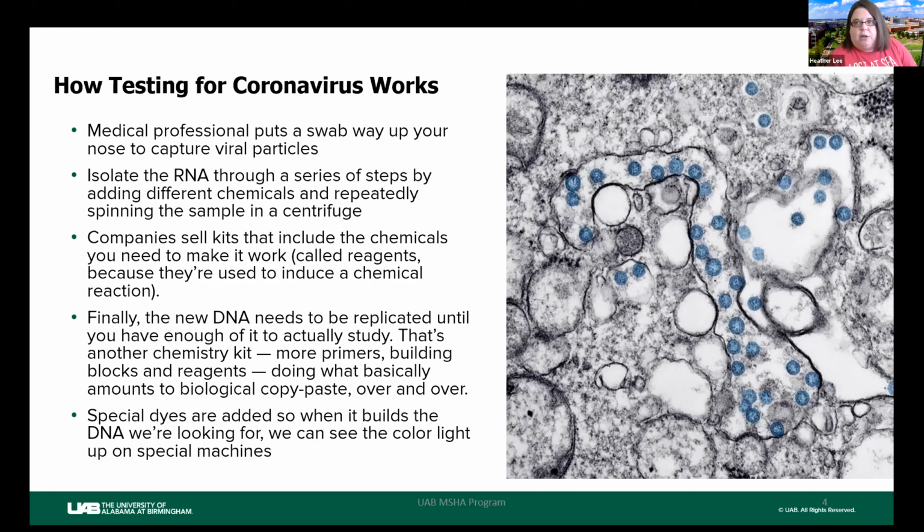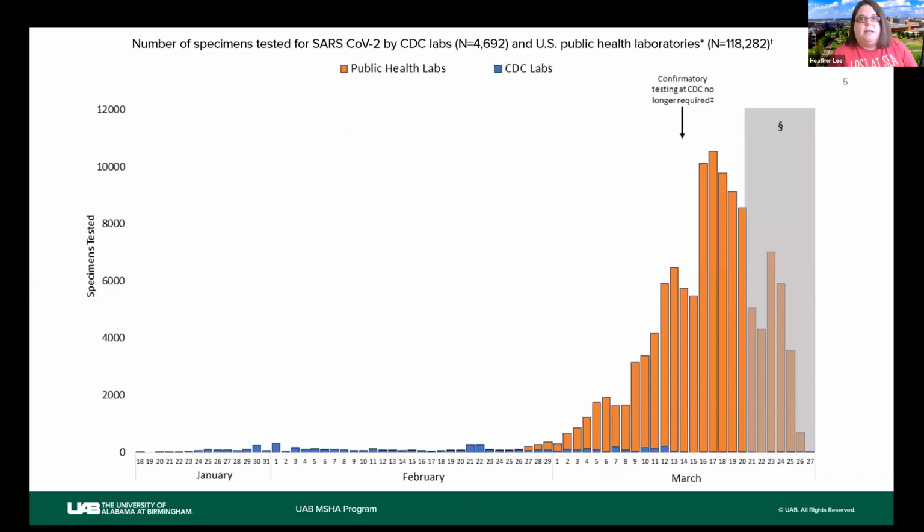And then finally, they replicate this DNA, which again requires even more chemical reagents and supplies. Essentially these dyes are added so that when you're in the lab, you can actually identify the virus and tell whether or not someone's positive. So again, a very brief overview, with a lot more technical details. I'm happy to send you some articles or other readings if you really want to know the ins and outs of that.